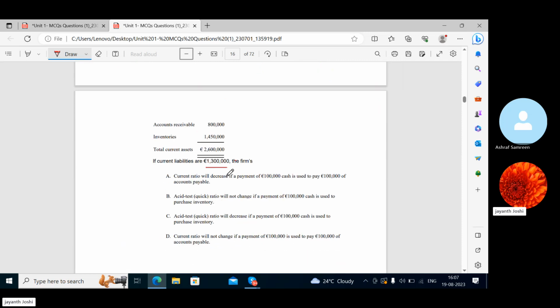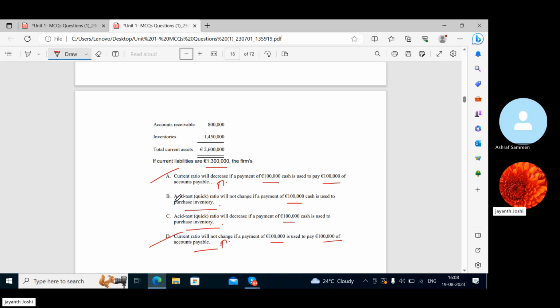They're asking, current ratio will decrease if a payment of this much cash is used to pay this much of accounts payable. Acid test ratio will not change if payment of this much is used to purchase inventory. Acid test or quick ratio will decrease if this much payment of cash is used to purchase inventory. Current ratio will not change if the payment of this is used to pay this much of accounts payable. So here these two are kind of like opposite questions. Current ratio will decrease, they are saying. Current ratio will not change, they are saying.